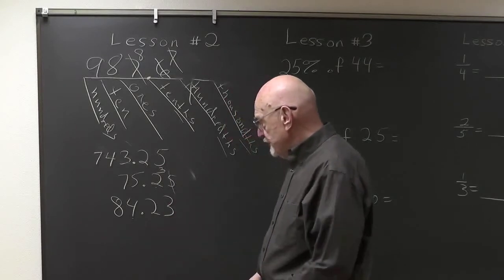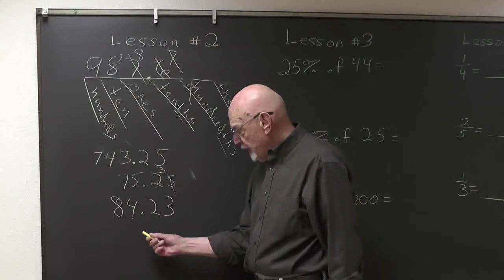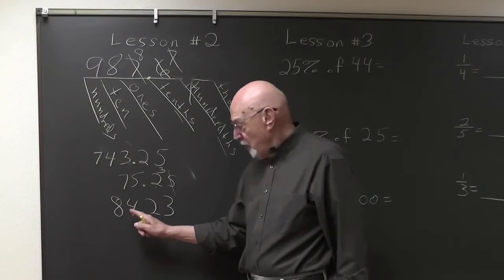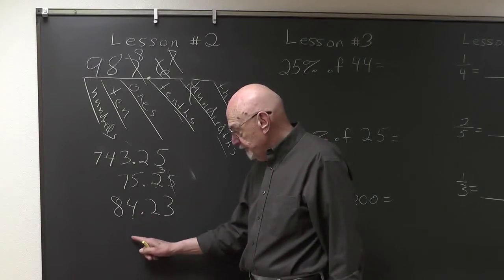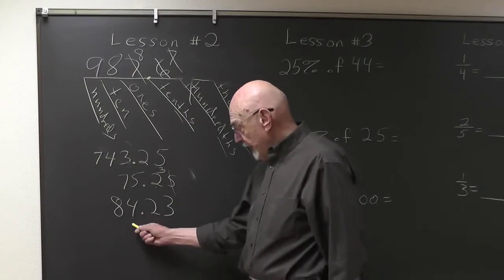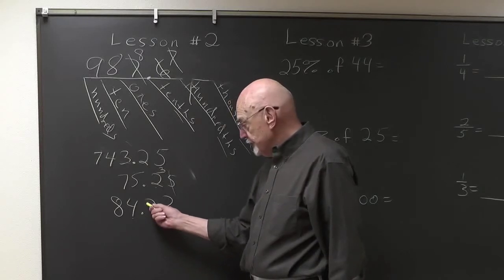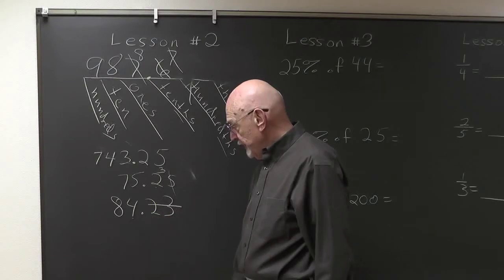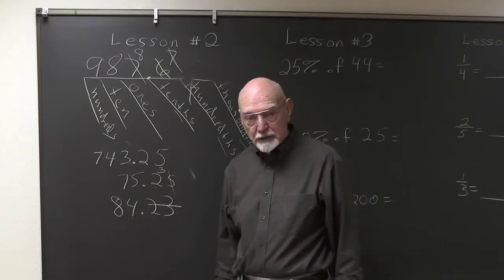And for our last example, let's say we want to round off to the nearest whole number, the nearest ones column. Again, we look to the right. This is certainly not a 5 or more. So the answer is 84, just like that.